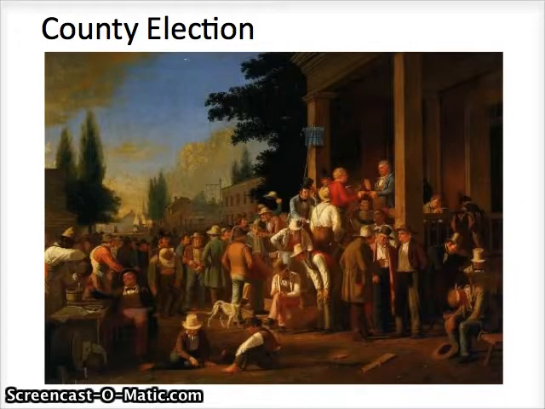This is a picture of a county election. These people were all average, everyday American citizens, some who may have not been able to vote until now. They have all gathered around a voting booth and are excited to help make decisions for the common good.